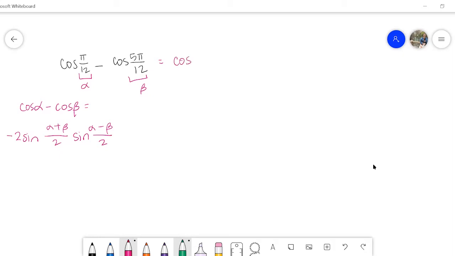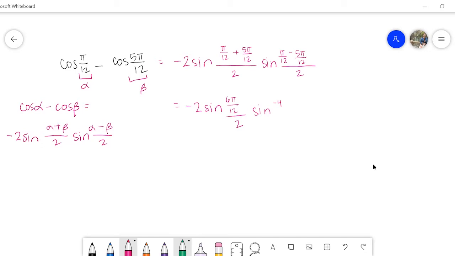You've got cosine. You've got negative 2 sine. We're adding, so pi over 12 plus 5 pi over 12, over 2, sine pi over 12 minus 5 pi over 12, over 2. And so this gives you negative 2 sine. This is 6 pi over 12 over 2, and sine of negative 4 pi over 12 over 2.